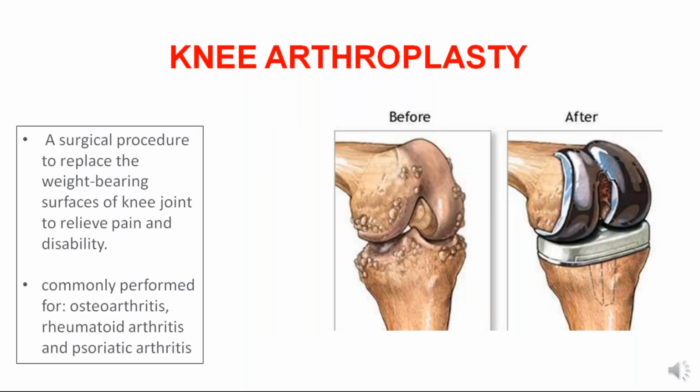Most commonly for osteoarthritis, in untreatable osteoarthritis, the last resort is the knee arthroplasty, which is the surgical procedure in which the weight-bearing surfaces of the knee joint, which have already been eroded because of the osteoarthritis and are causing pain and disability, are replaced with a metallic prosthesis. So this is called the knee arthroplasty.